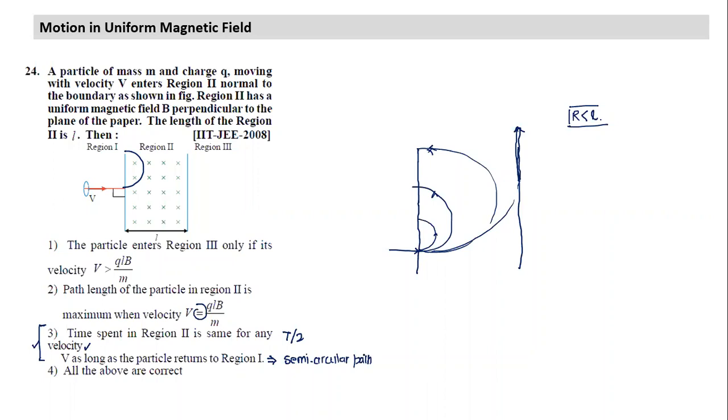Sir, if R is less than L, then for any case, it will be a semicircle only, right? Yes, but will the path length be the same? No, sir. So among the three paths, suppose I have one path, there's 2 and 3. What is the condition? When does the path length become maximum? R is just less than L.